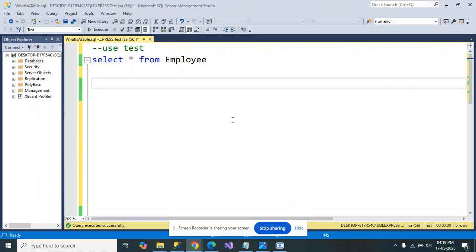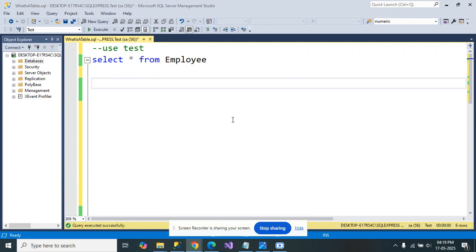In this video, we are going to discuss what a database table is. A database table is actually the building block of any database, because it holds data in a two-dimensional structure which consists of rows and columns.